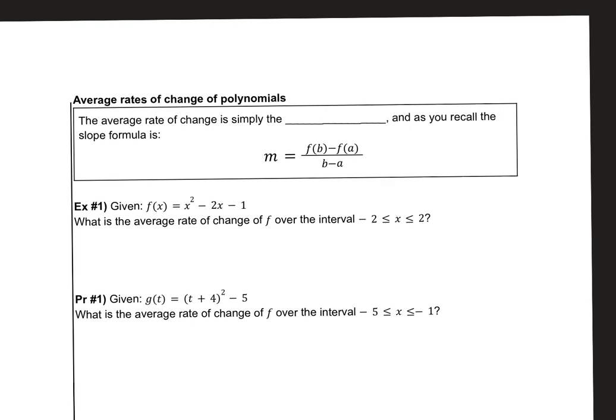All right, so now you're going to be given some problems having to deal with polynomials. Specifically, they're going to be talking about the average rates of change of polynomials. Anytime you see this word average rate of change, that is just a fancy word for slope. That's all that is.